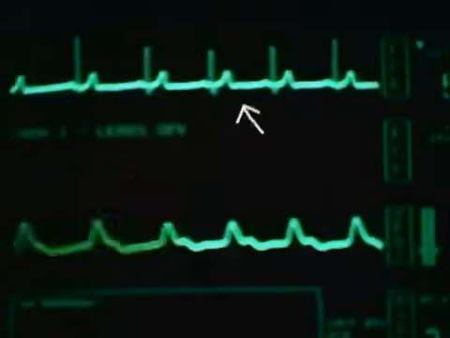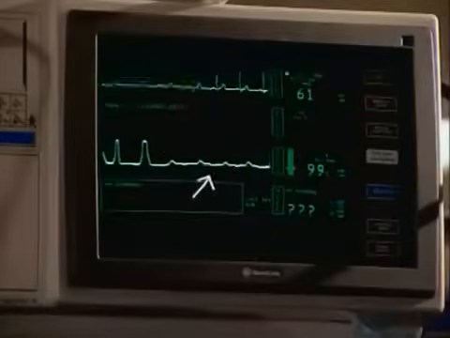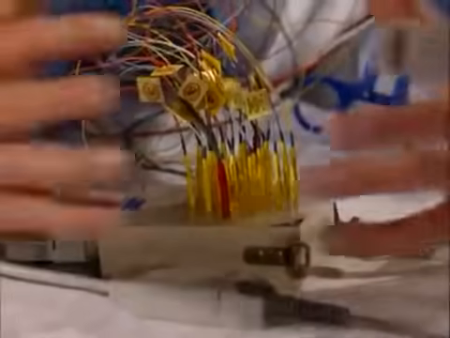We can measure all kinds of things that are going on in the human body. Our heartbeat, how much oxygen is in our blood, even our brain waves. Very interesting. That's how we understand what's going on inside. Now, the more we want to know, the more measurements we make.